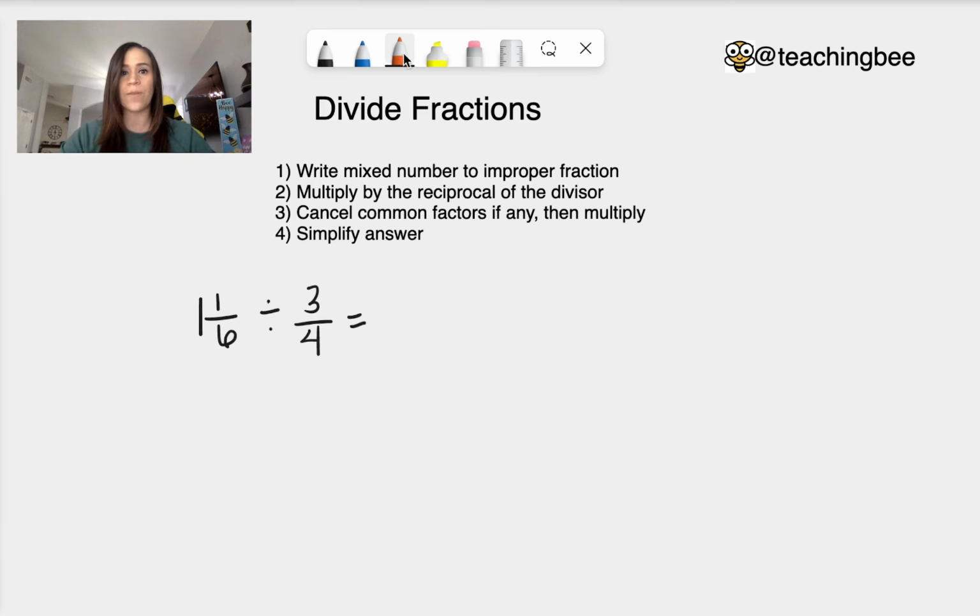So the first step that we're going to want to do is write the mixed number as an improper fraction. The second step is we're going to multiply by the reciprocal of the divisor. And then the third, we're going to cancel any common factors, if any, and then multiply across. And lastly, we will simplify if needed.